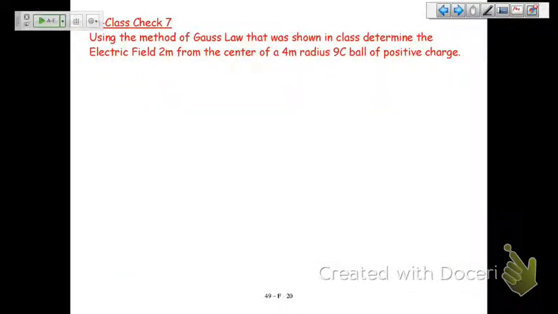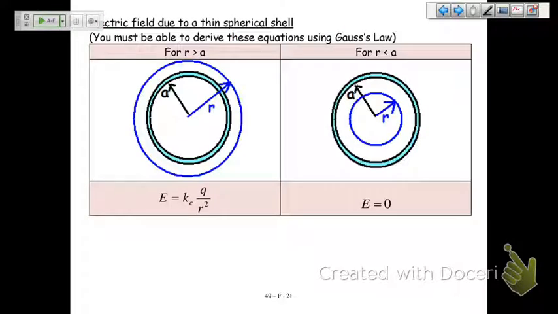Using the method of Gauss's law that was shown in class, determine the electric field 2 meters from the center of a 4 meter sphere. And let's have a look. I've only got half an hour. That's online. You can practice that. Let's go to the next bit.